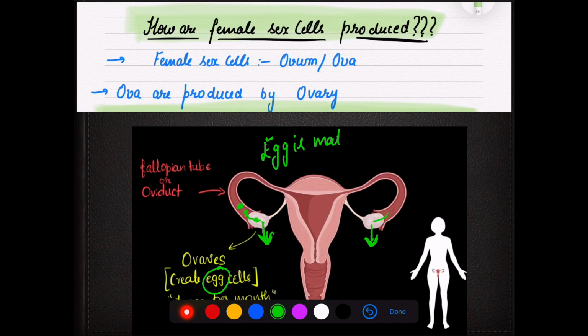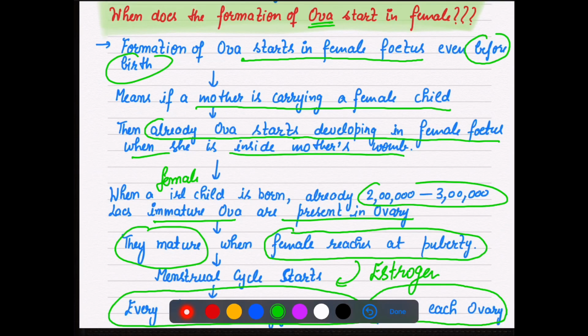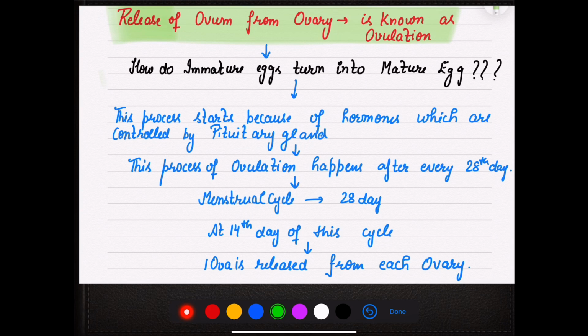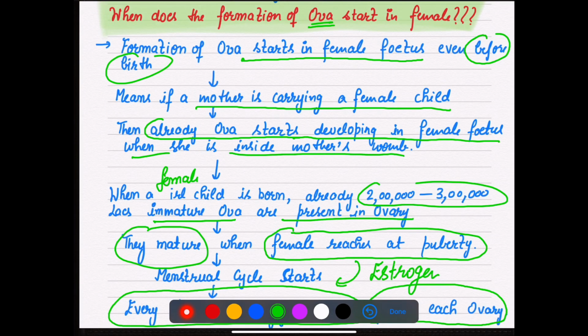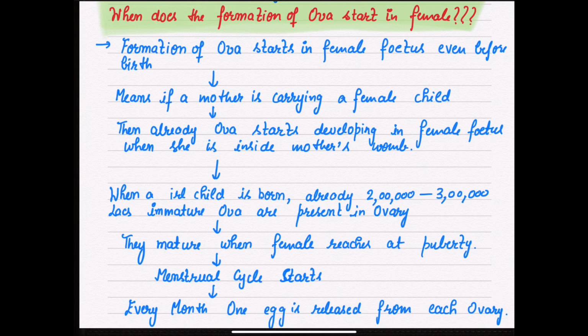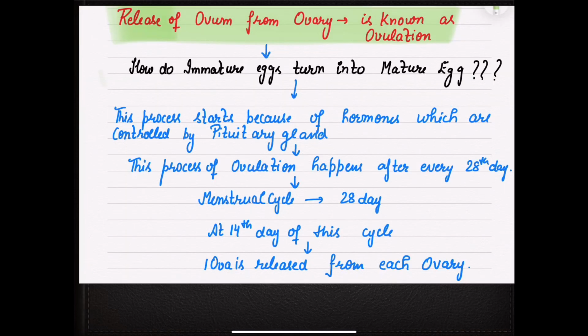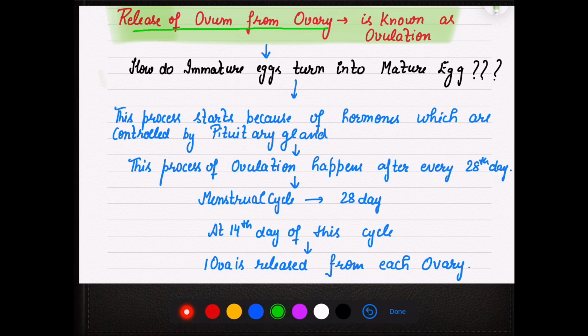Every 1 month a single egg, a single ovum is released, right? How twins are formed, how monozygotic, dizygotic, that I will tell you later in the next lecture. But right now you need to understand here that every month 1 egg is released from each ovary. So now it means that release of ovum from the ovary, this process is known as ovulation.